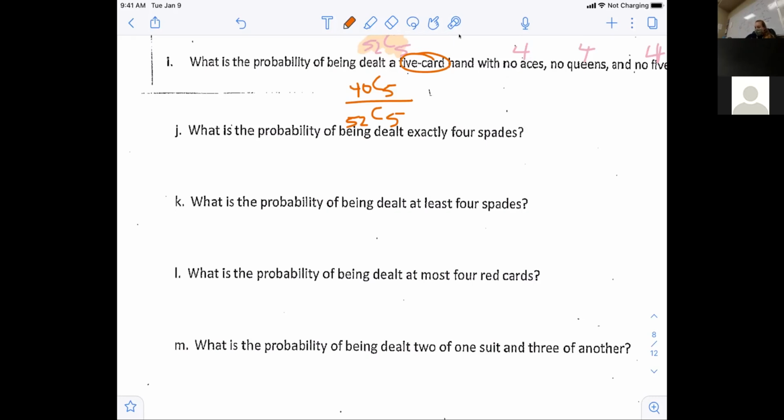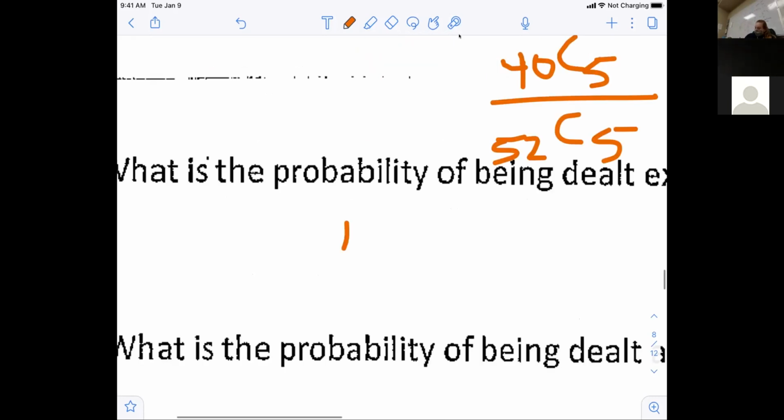So next it says, what's the probability of being dealt exactly 4 spades? So you have to have 4 spades. How many spades are there in a deck? 13, good. So there's 4 different suits and 13 of each one. So of the 13 spades, we want to choose exactly 4 of them. Now, that's only 4 cards. I need 1 more card to complete my hand.